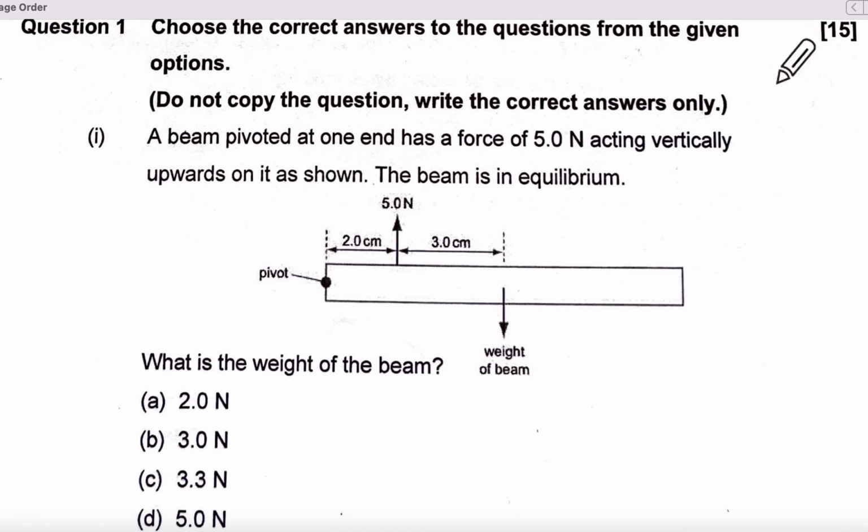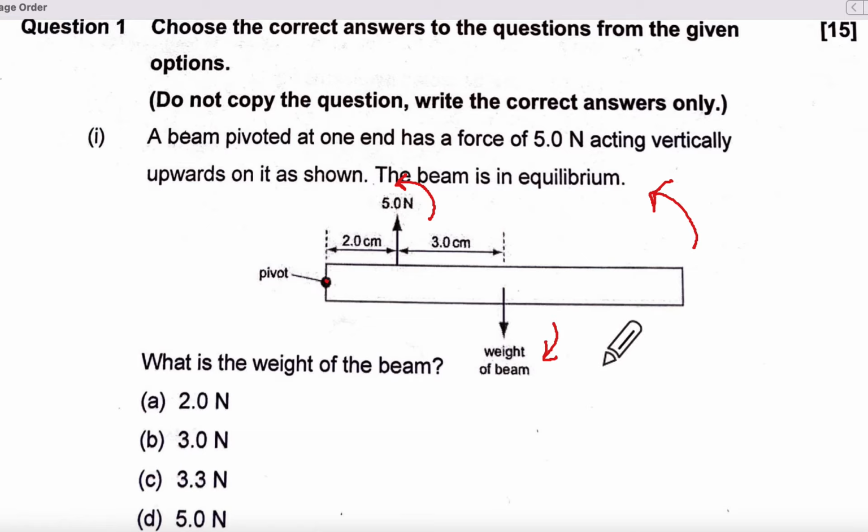This is your MCQ. The beam is pivoted at the end. It has a force of 5 Newton acting vertically upward. Can you see this one? This is the pivot. So this is going to make it rotate this way. This force will make it rotate this way, and the weight of it is going to make it rotate this way. Understanding? Yes. They are saying that it is in equilibrium. Now remember, equilibrium means the moment due to this and moment due to this is going to be equal.